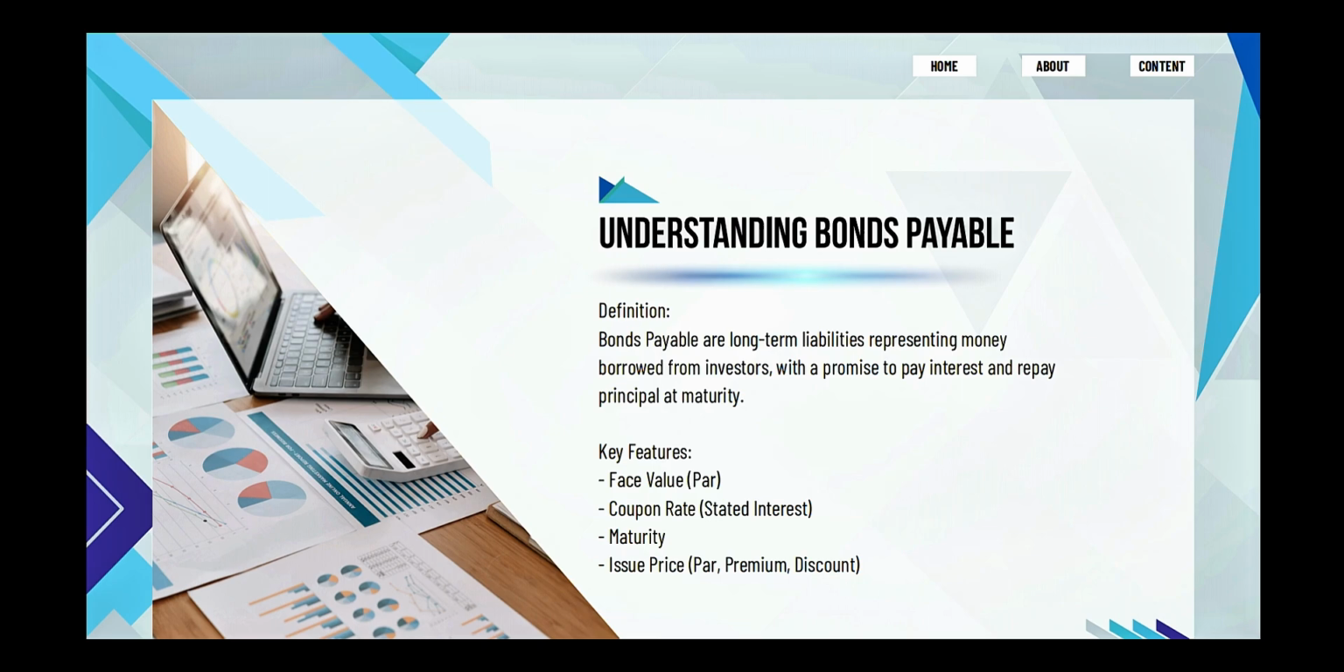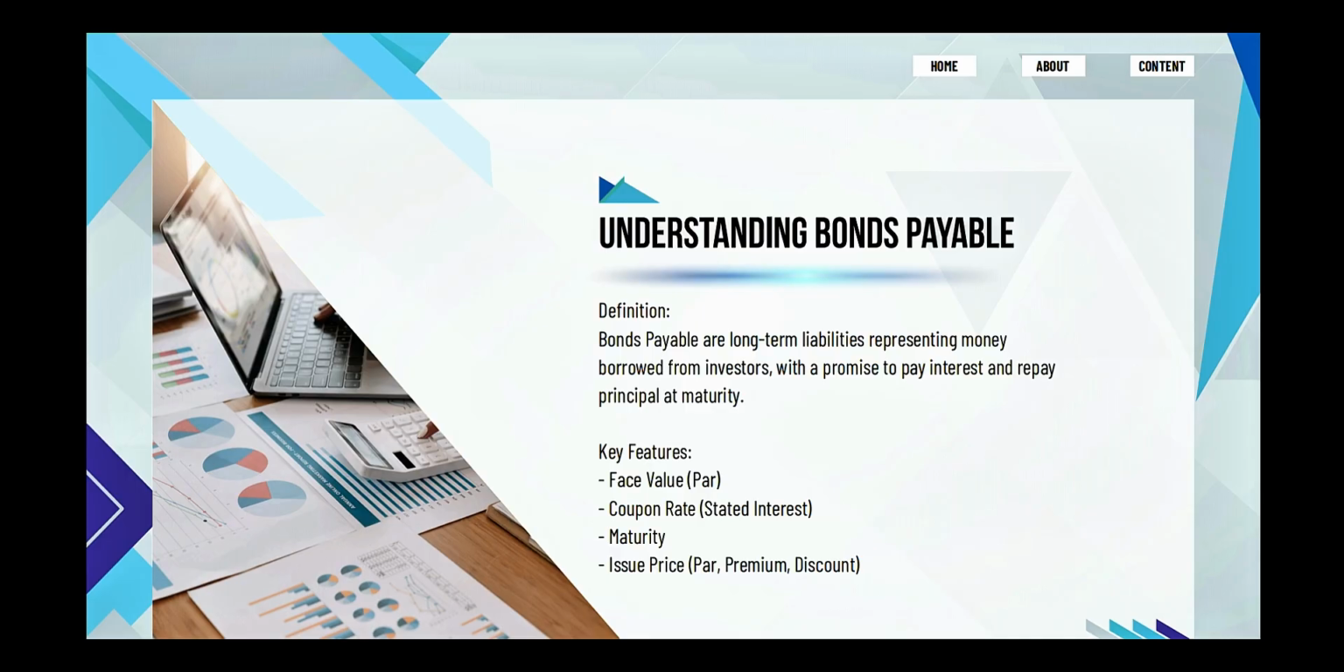Now, under the definitions, we have the key features. First is the face value or what we call the par value. Now, remember guys, par value ay ang original value niya na para bang tinatawag na official price nung na-issue ang bonds. Second is the coupon rate or we call it stated interest or interest rate. Ito yung porsyento ng interest na binabayaran ng bond issuer sa bondholder taon-taon based sa face value ng bonds.